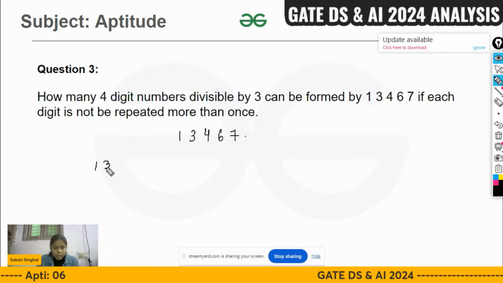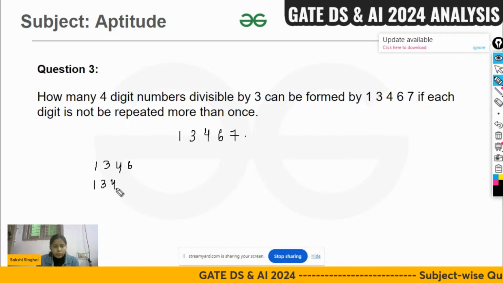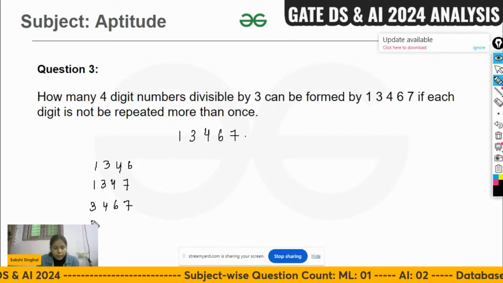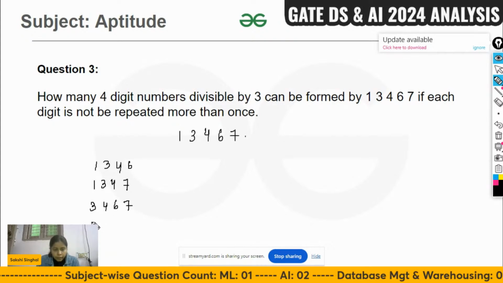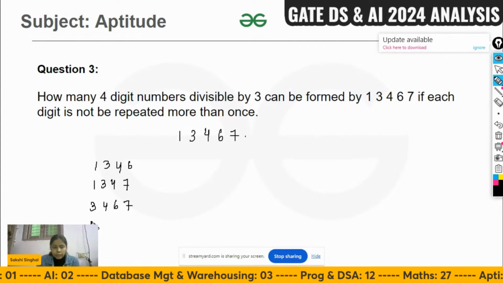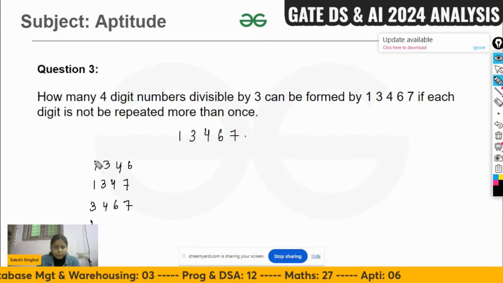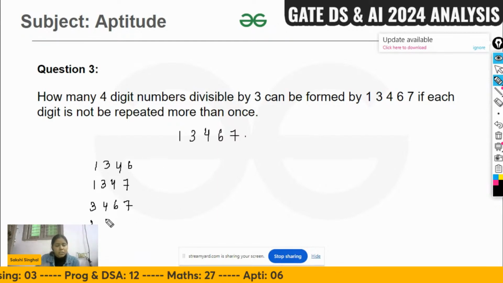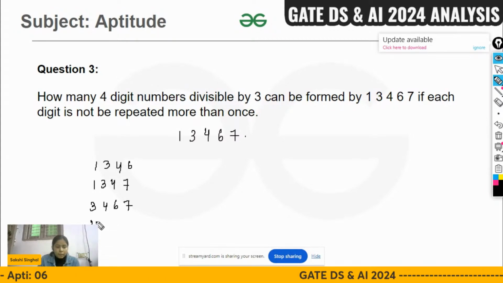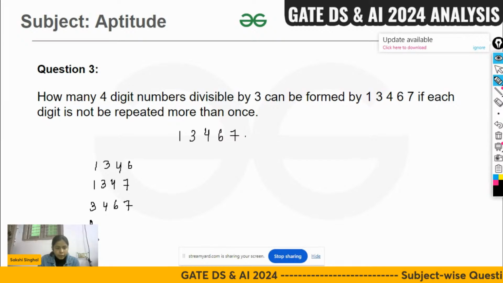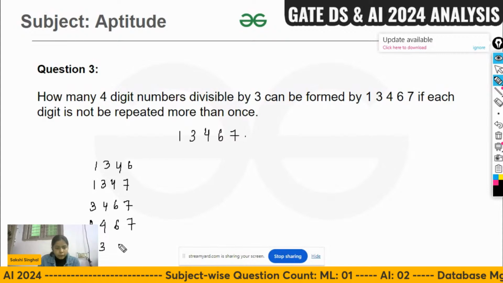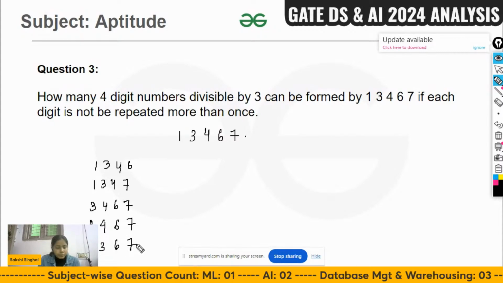So you can see how I can form the numbers: 1, 3, 4, 6; 1, 3, 4, 7; 3, 4, 6, 7; and then 1, 4, 6, 7; and then 1, 3, 6, 7, right? Just tell me, students, how many numbers would we get here?